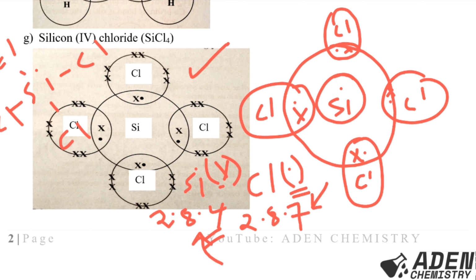You are done. Let's confirm. The outermost energy level of silicon was having 4 crosses: 1, 2, 3, 4 crosses. So it's okay. Let's go to that of chlorine. It was having 7 dots: 1, 2, 3, 4, 5, 6, 7. Then 1 has been gained from silicon. So we are remaining with 6 more dots, 1, 2, 3, 4, 5, 6, plus the 1 cross gained from silicon.